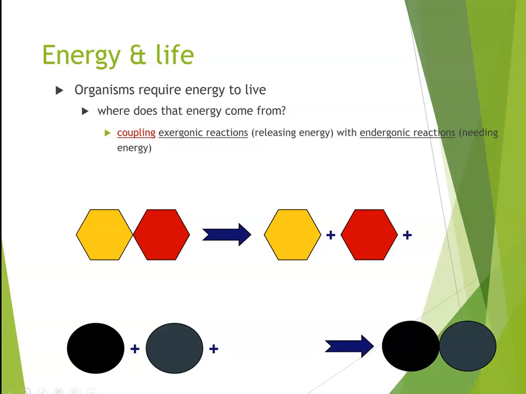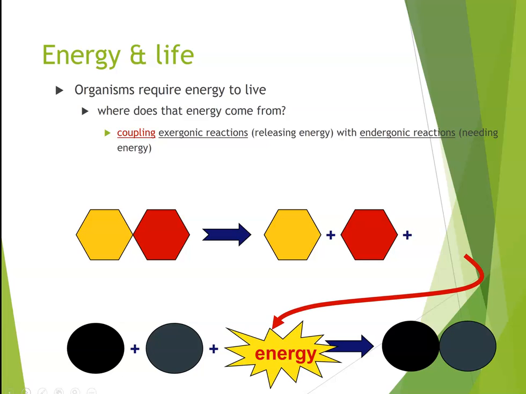Organisms require energy to live, right? And we can't continue to take in an ongoing supply of energy with the food that we eat. So what happens is that in our bodies, chemical reactions are coupled. So we couple exergonic reactions where energy is released with endergonic reactions that need energy. So the energy is conserved. That one releases energy, exergonic. The energy goes over to the endergonic reaction so that these molecules can be built. So the energy released from this reaction here fuels the other reaction.